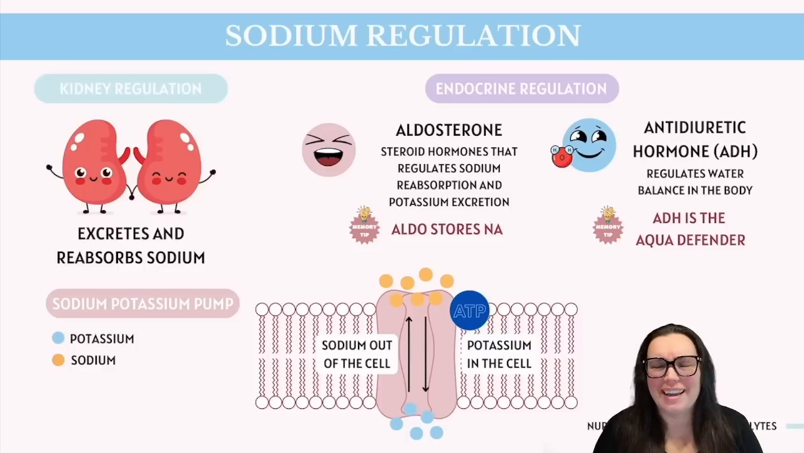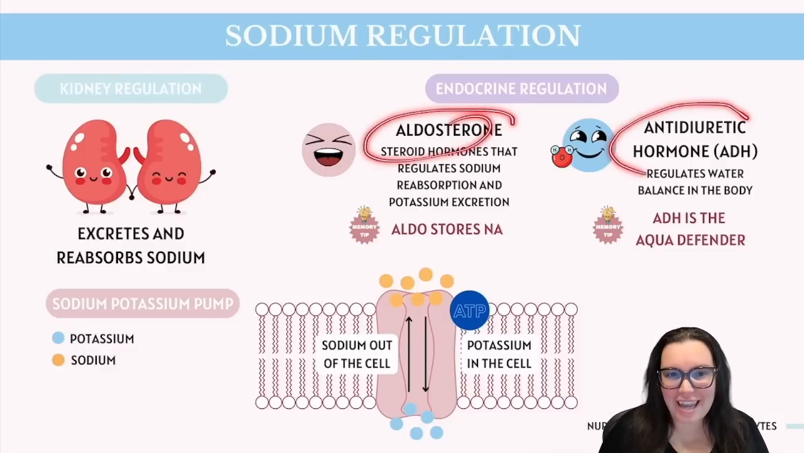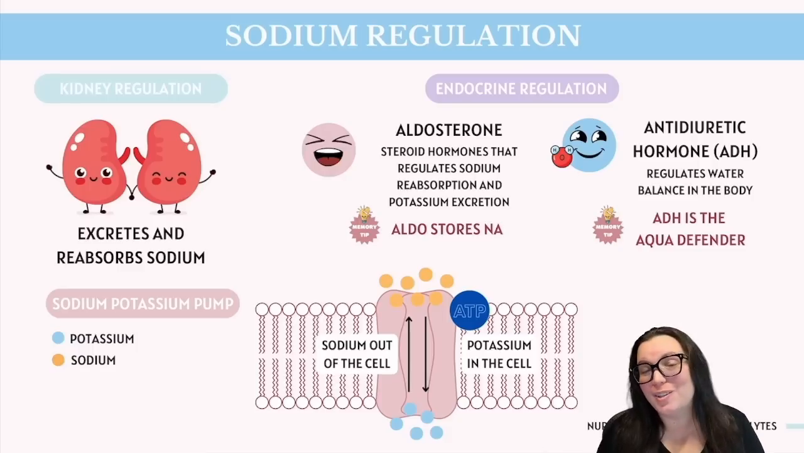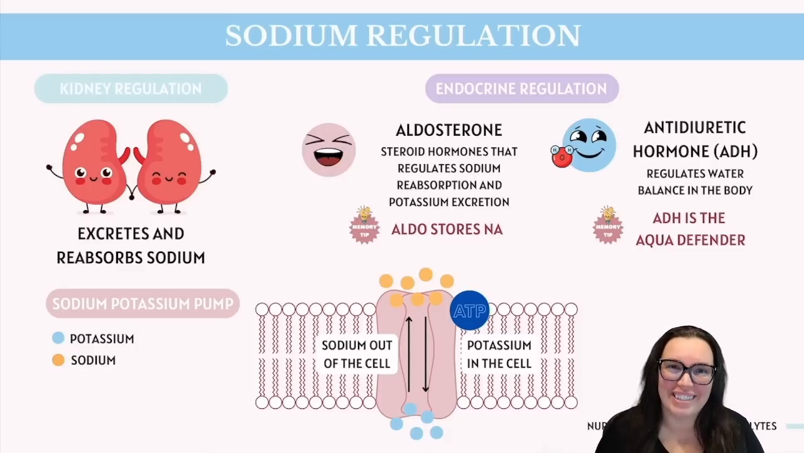So you may be wondering, how exactly is sodium regulated? This is achieved primarily through our kidneys, which adjust sodium concentrations by either excreting or reabsorbing it depending on what the body needs. Hormones regulated by our endocrine system, like aldosterone and antidiuretic hormone, also known as ADH, also play a pivotal role in this regulation.